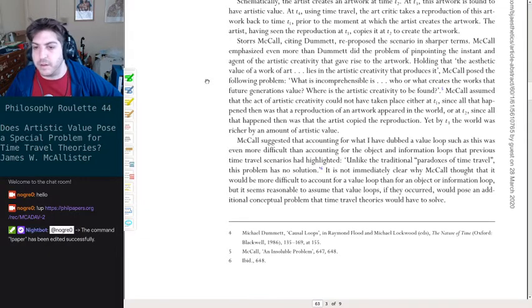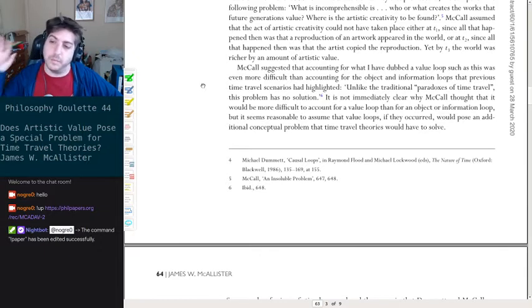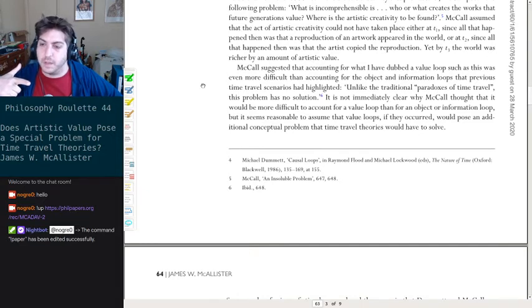McCall assumed that the act of artistic creativity could not have taken place at either T1, since all that happened then was that a reproduction of an artwork appeared in the world, or at T2, since all that happened then was that the artist copied the reproduction. Yet by T3, the world was richer by an amount of artistic value. McCall suggests that accounting for what I have dubbed a value loop such as this was even more difficult than accounting for the object.